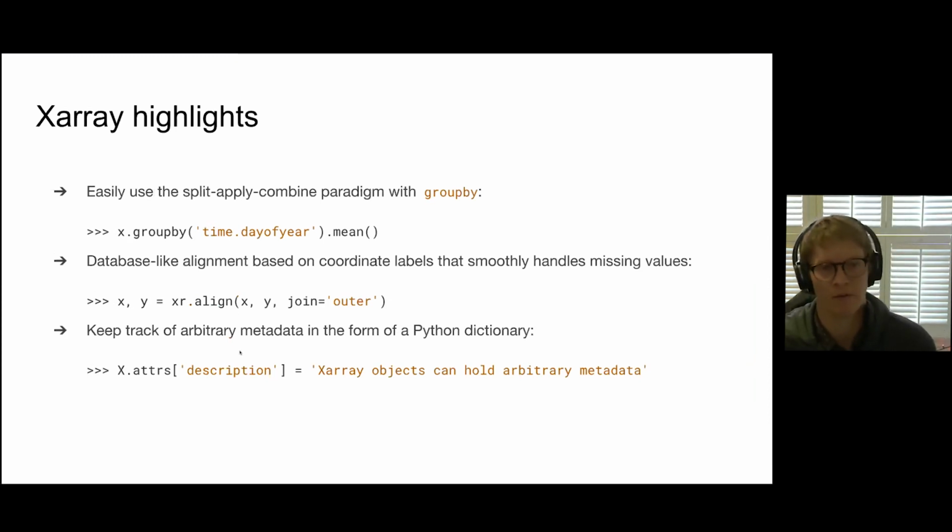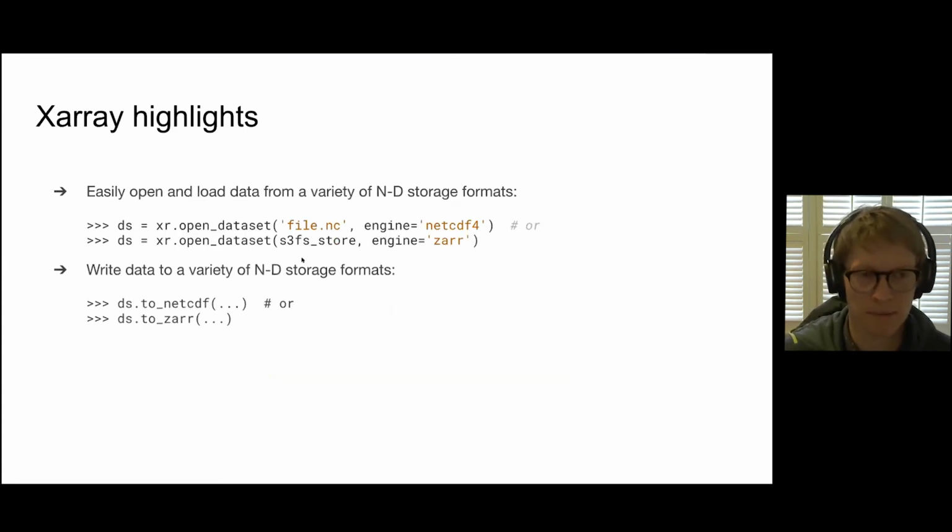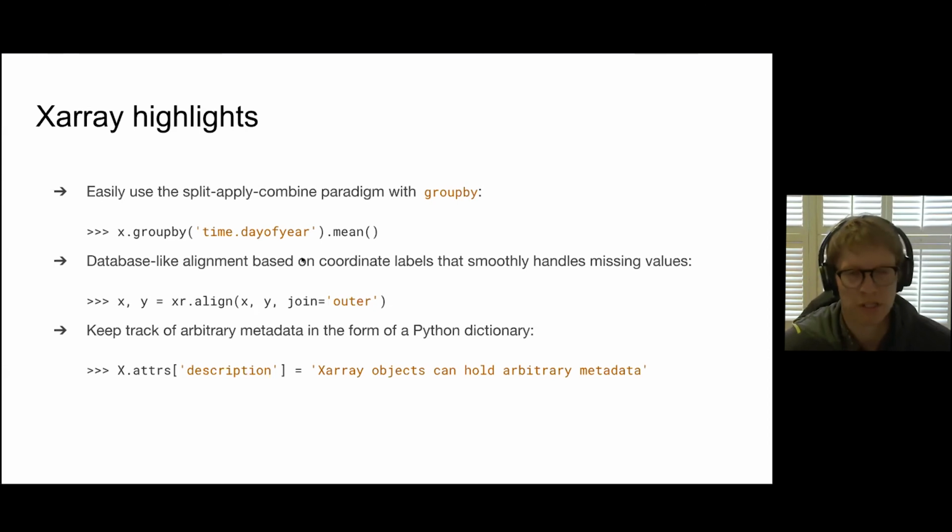The toolkit provides higher level computational tools such as group by. Here I'm going to group by the day of the year along a time axis, and then take the mean of each of those groups. It provides database-like alignment using the coordinate labels. So here I'll do an outer join between x and y, and it'll do that alignment. And of course, we keep track of metadata in the form of a Python dictionary, so that attrs object on every Xarray object is basically a Python dict and can hold arbitrary metadata.